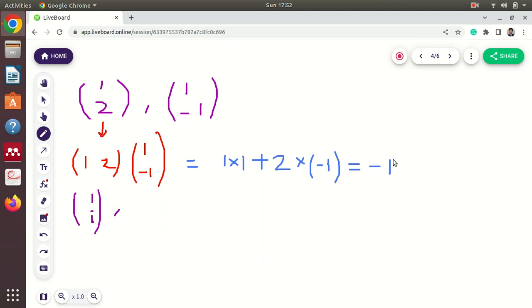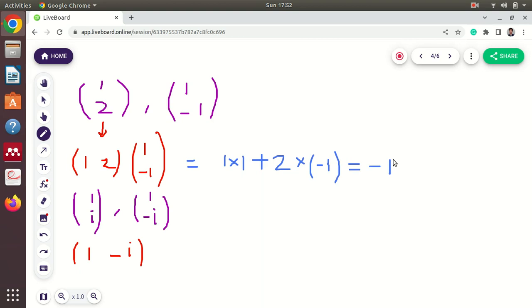So 1 and i, and another vector is 1 minus i. So i is the square root of minus 1, which is a complex number. Now how to deal with this? First, I have to take the transpose of the first vector. So I will write 1, i, but i is a complex number, so I have to take the complex conjugate, and therefore there is an extra minus sign.